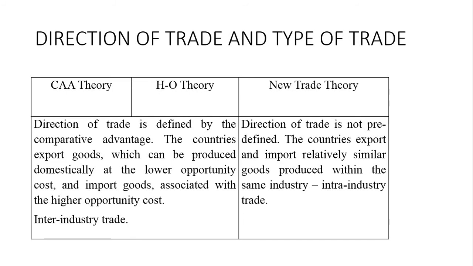In contrast, under new trade theory, the direction of international trade is no longer predefined. So the countries export and import relatively similar goods produced within the same industry, which is called intra-industry trade, as we discussed before. And in this case, it's simply impossible to predict the direction of trade. Like, it's impossible to say that this country will export this good and import that good. No, the country will export and import goods of the same type.